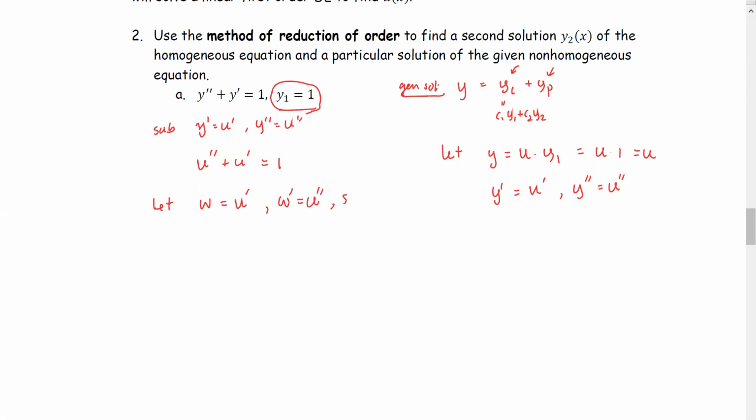And then substitute into the previous equation. At this point, this is the second order. After we substitute, u double prime is replaced with w prime, and u prime is replaced with w, so w prime plus w equals 1. Now we have the first order, or linear, equation in terms of w.